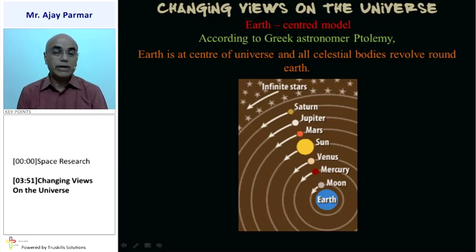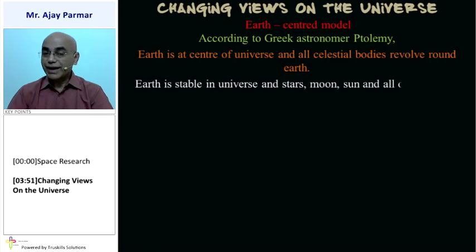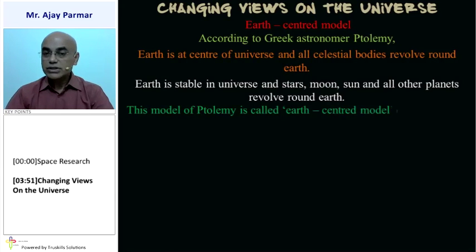But at present we know that it is not the Sun, but the Earth that revolves around the Sun. Earth is stable according to Ptolemy, and it is stable in the universe, and all the other heavenly objects like stars, Moon, Sun and other planets are constantly revolving around the Earth. That was the Earth-centered model, also called the geocentric model. This is the Earth-centered model of Ptolemy, or as I said, the geocentric model of the universe.